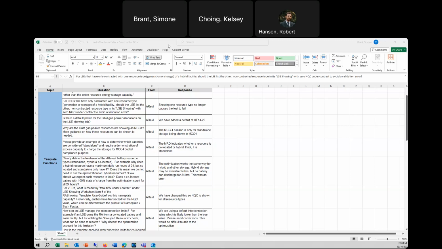Okay, and then you seem to have made a change on that column D, and maybe that's what Robert was talking about on the LSE showing tab. It now reads NQC under contract in the column label, but I'm noticing some of the values for the solar resources and wind resources, mainly solar here, are not NQC under contract. So I'm wondering whether it is a mislabel or just a carryover from the previous template? This is looking at version 21.